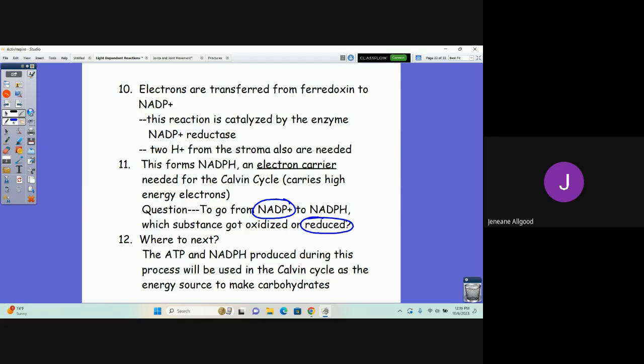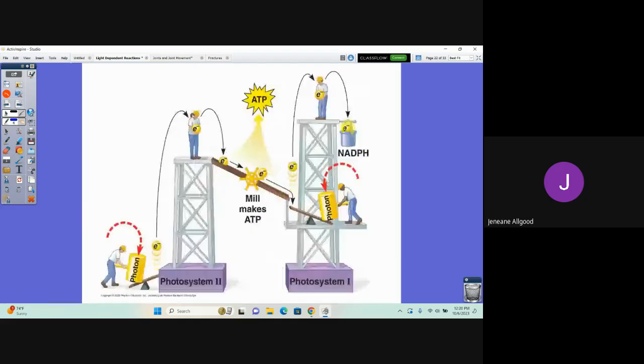For the Calvin cycle. I don't have my notes in front of me, so I don't know what's next. That little analogy diagram is kind of silly, but for some people it works. This is not the kind of detail you need to know, but I do kind of like the analogy: we have a photon that is exciting that electron and raising it to a higher energy level, and then the mill makes ATP.